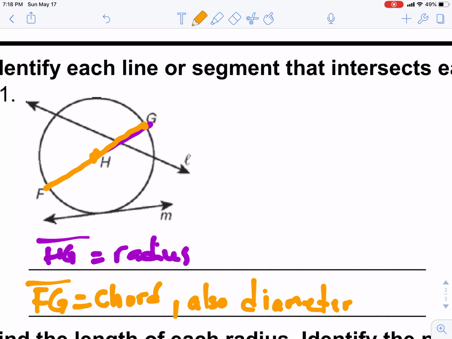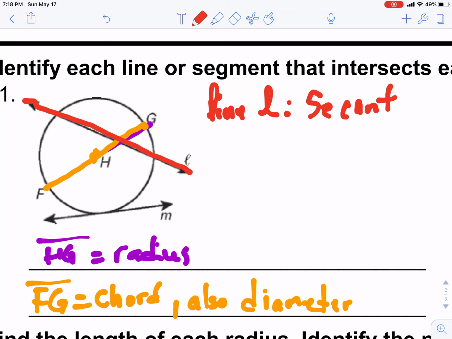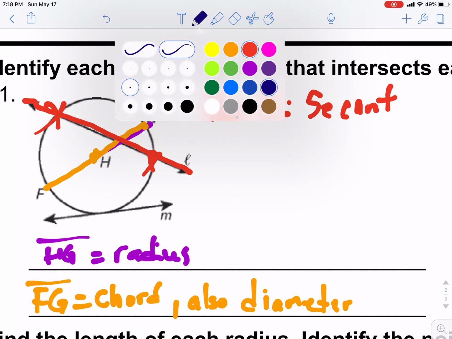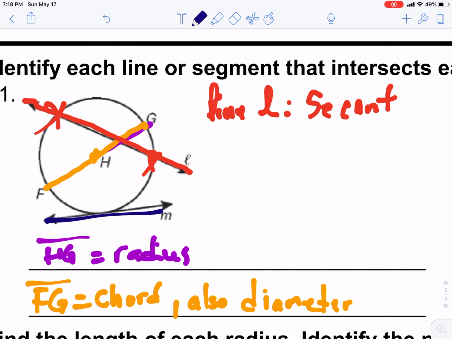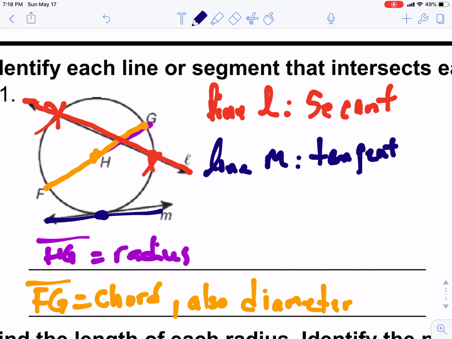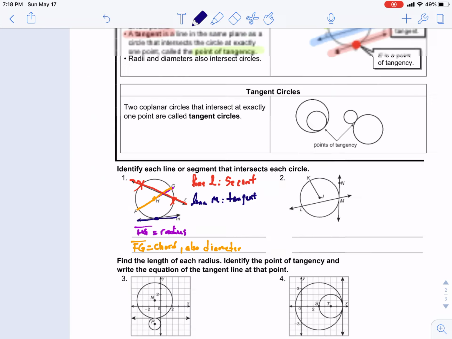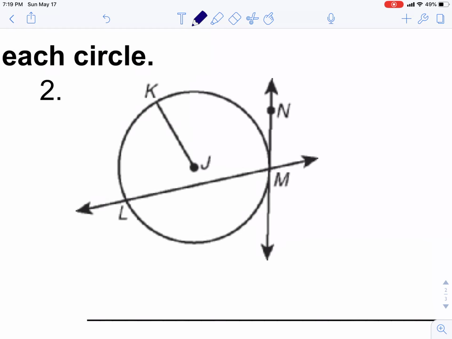Then we have line L right here. Line L is a secant line because it crosses the circle in 2 spots. And then last but not least, line M is a tangent line. They don't give us a letter for the point of tangency, so we don't have to write that down. Why don't you stop the video quick and label these as best as you can.